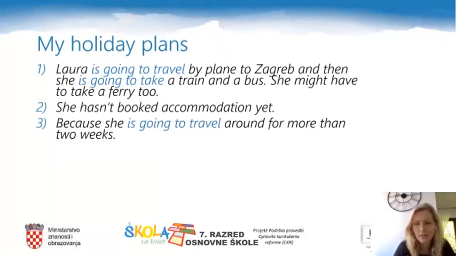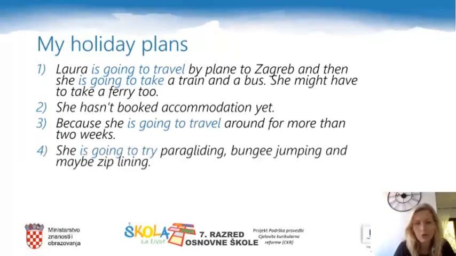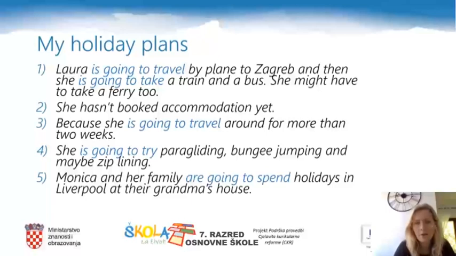Which interesting activities is she going to try? She's going to try paragliding, bungee jumping, and maybe ziplining. And where are Monica and her family going to spend their holidays? They're going to spend their holidays in Liverpool at their grandma's house. Now take a look at the verb phrases written in blue. What are they made of? So they are made of the present simple of the verb to be. So we have is and are in these sentences. They have going to, and they have the infinitive form of the main verb.